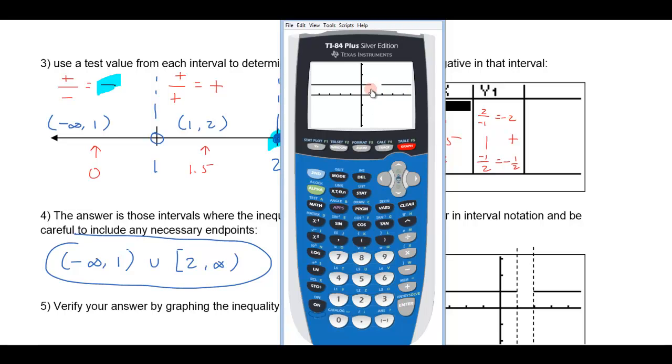Notice it doesn't tell me anything about the endpoint here. It doesn't tell me to exclude the point 1. So you really need your algebra and to understand a little bit more what I talked about above in order to get these endpoints correct right there.